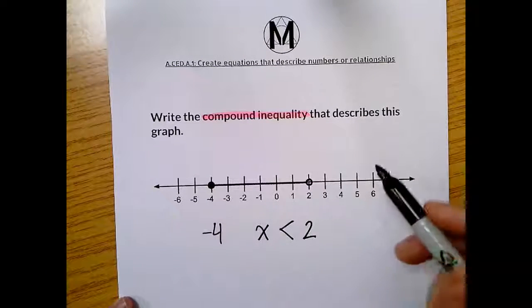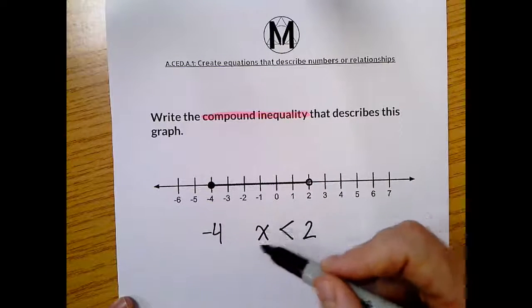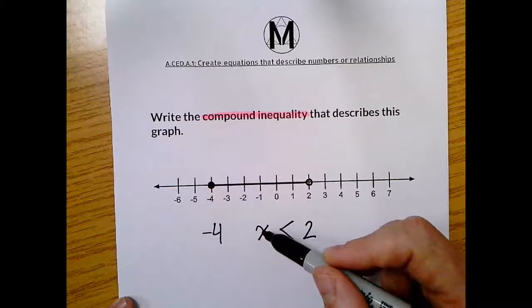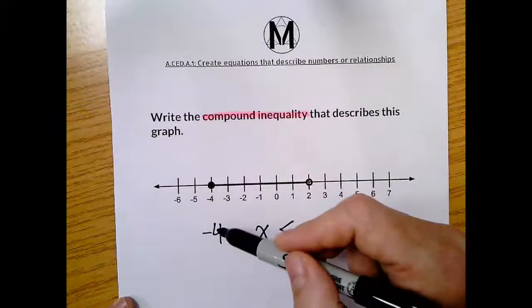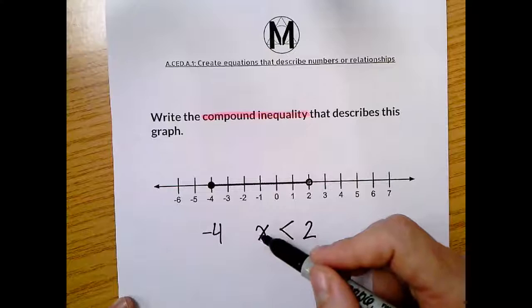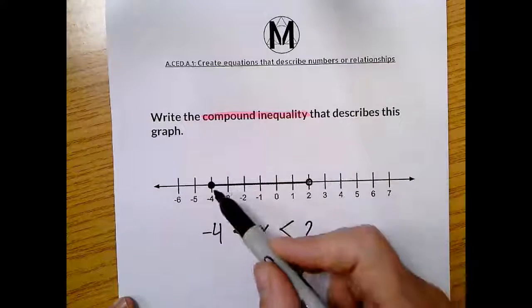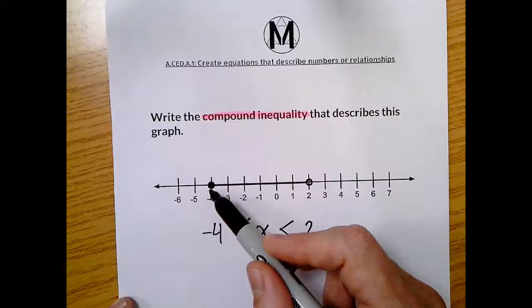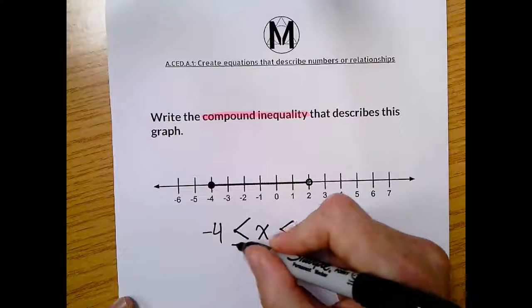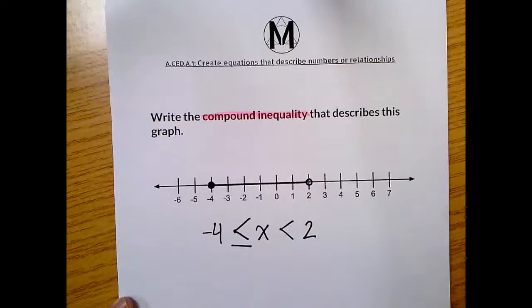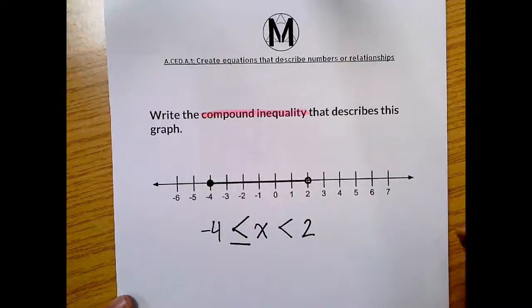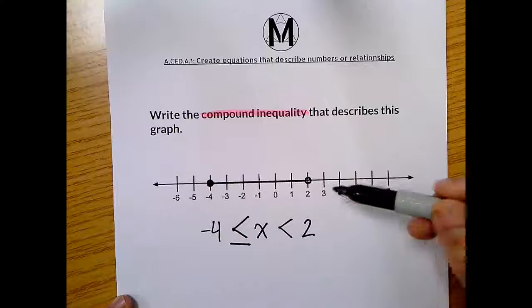Now going back the other way, I can see that this x has to be bigger than this -4. So this x must be larger than -4. And you can see that this -4 is all closed in. So it could also actually equal -4. And that's it. That is how you build a compound inequality if you are given the diagram.